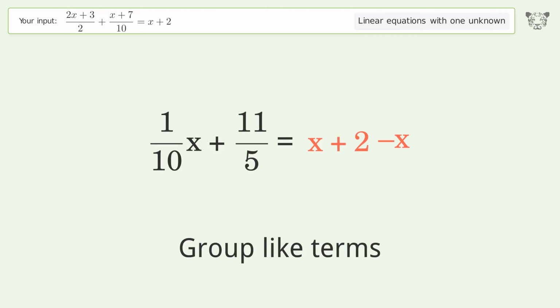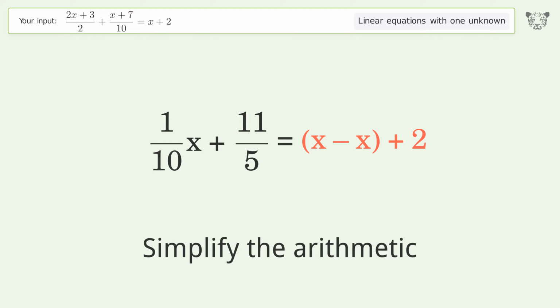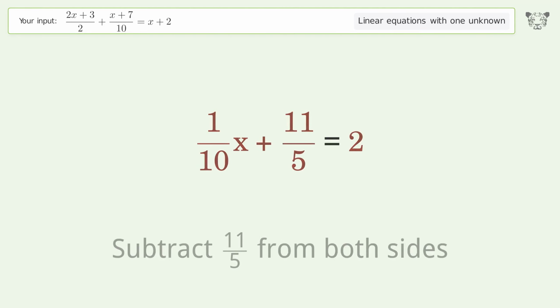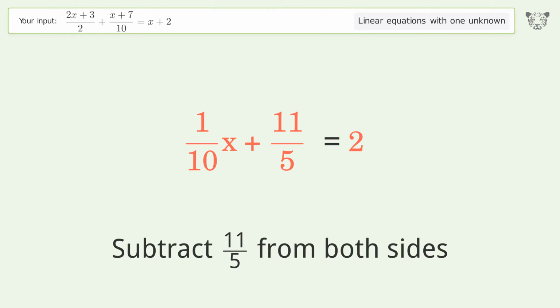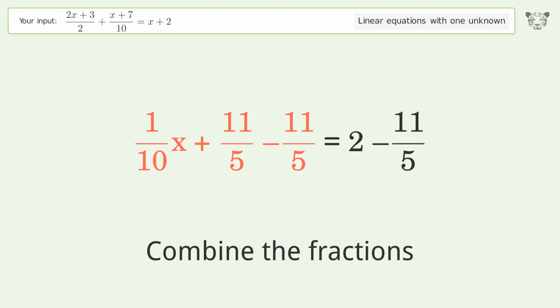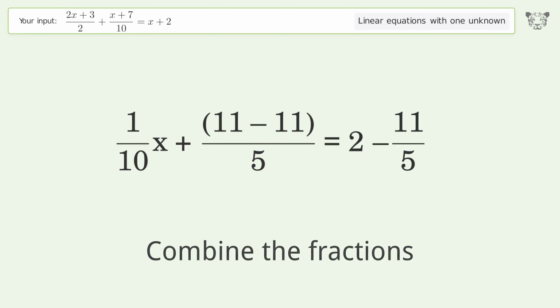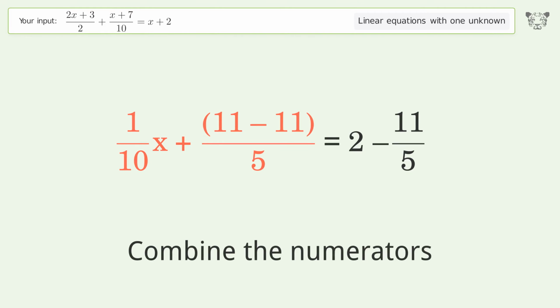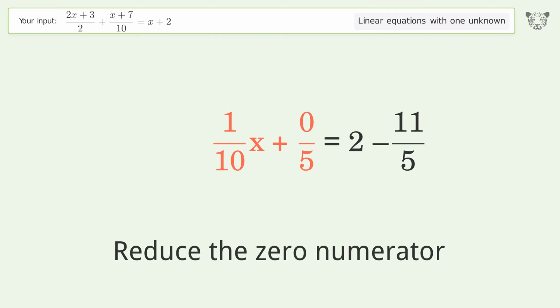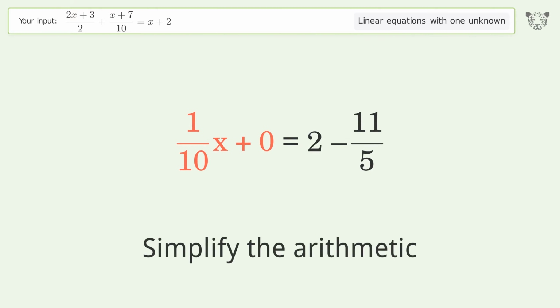Group like terms. Simplify the arithmetic. Group all constants on the right side of the equation. Subtract 11/5 from both sides. Combine the fractions. Combine the numerators. Reduce the zero numerator. Simplify the arithmetic.